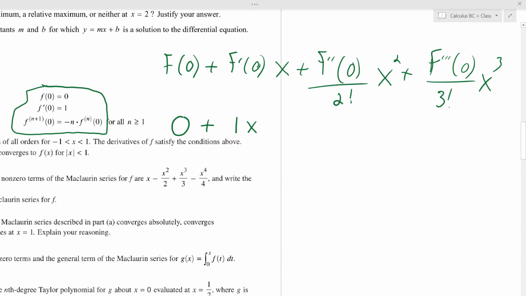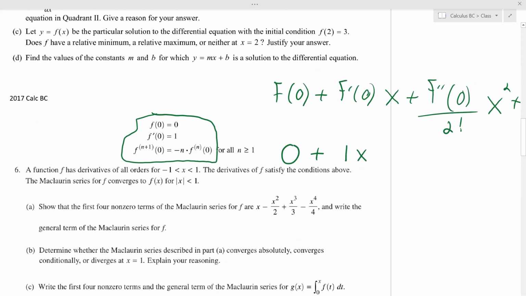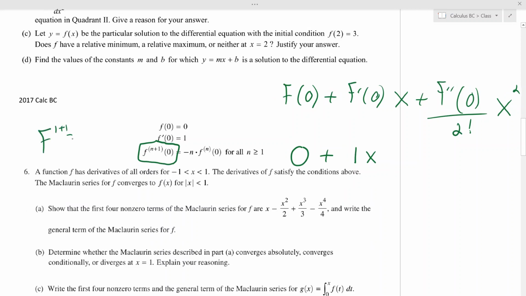And then we need the second derivative, so we got to follow this rule here, okay? So this says to find the second derivative, I need n to be 1 because we need f of 1 plus 1 basically, right? So that's f double prime at 0. That happens when n is 1, so that's going to be negative 1 times the first derivative at 0. Okay? But the first derivative at 0 is negative 1. Well, is 1, I mean. So it's negative 1 times 1. So the second derivative at 0 is negative 1.